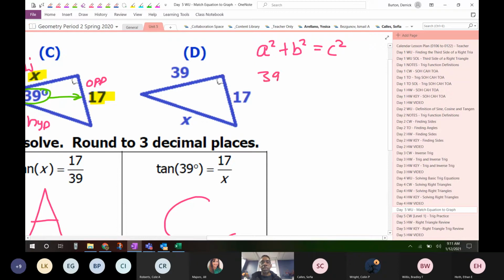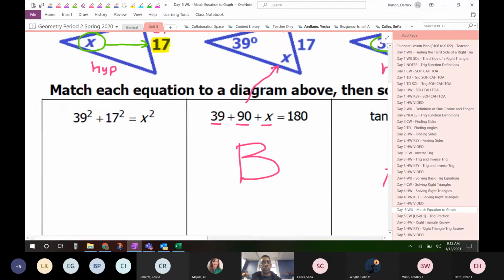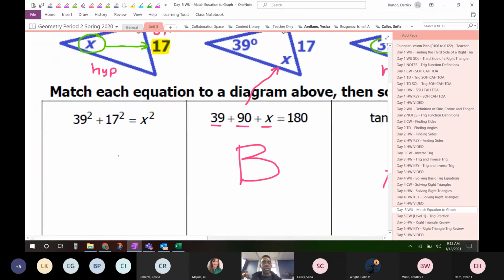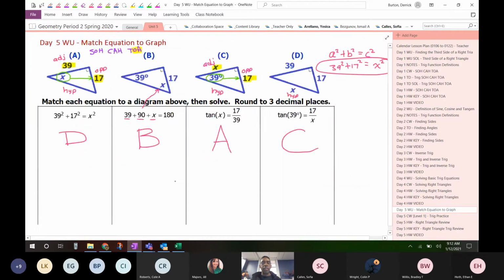So this would be 39 squared plus 17 squared is equal to x squared. Don't forget the c squared is always the hypotenuse squared. And this is the hypotenuse, so we put it over here by itself. Okay, so I'm going to look back for this. And of course here it is right here. So this is D. So that's how you would handle a matching problem on the quiz on Thursday. Quiz Thursday.